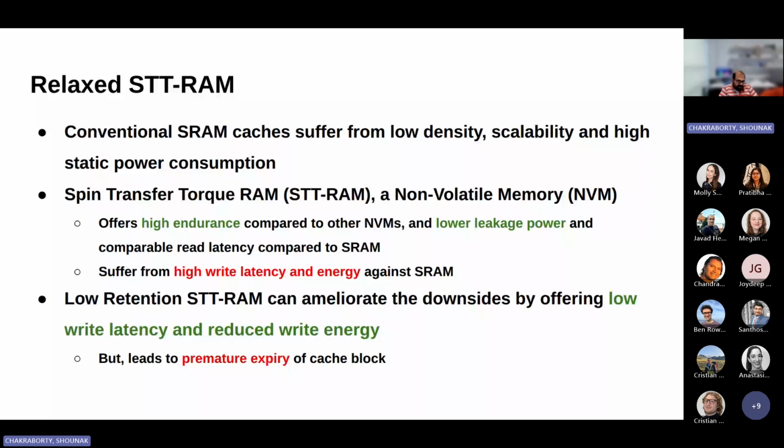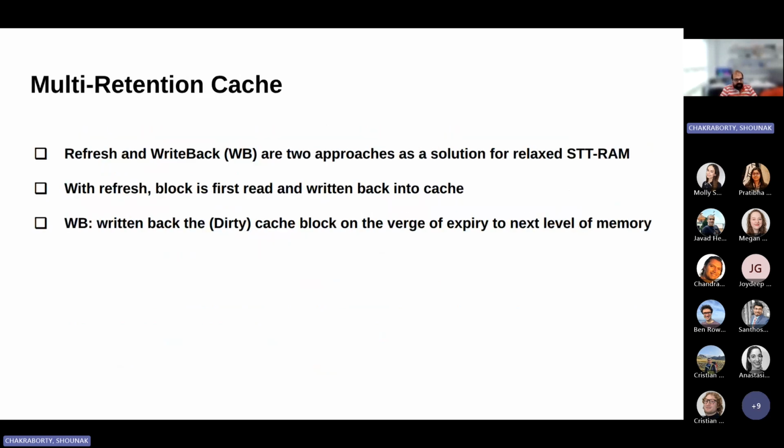By offering high endurance compared with the other NVMs, they also have lower leakage power and comparable read latency with the SRAM. But they suffer from high write cost, as I mentioned earlier. Lower retention STT-RAM can ameliorate the downsides of this higher write cost by reducing the write latency and energy as well, but that leads to premature expiry. So both upsides and downsides are really crucial to balance.